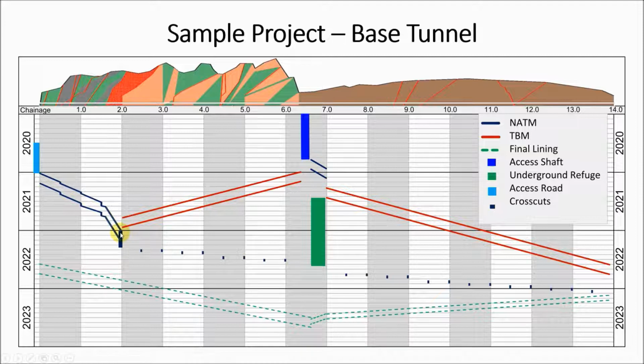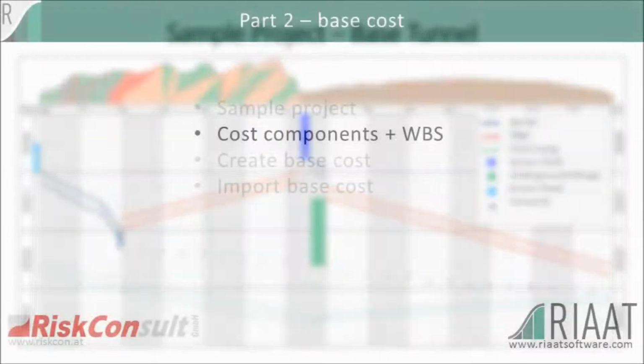So after that, all the tunnels are excavated and we can start building the cross passages that connect the twin tubes indicated by these small blue dots. And after that, we will build an inner lining. Also, in this area, we will build an underground refuge for safety reasons. Now, let's go into the software and see how we can model this project.